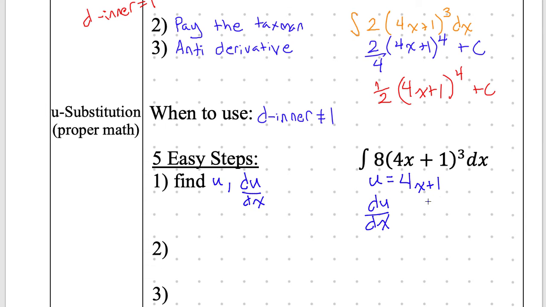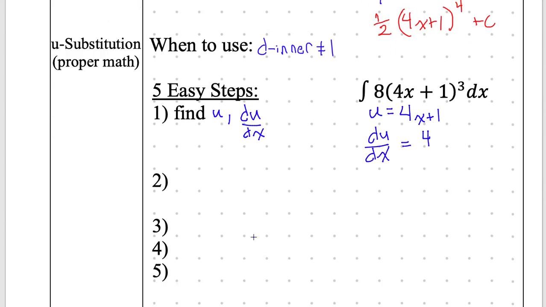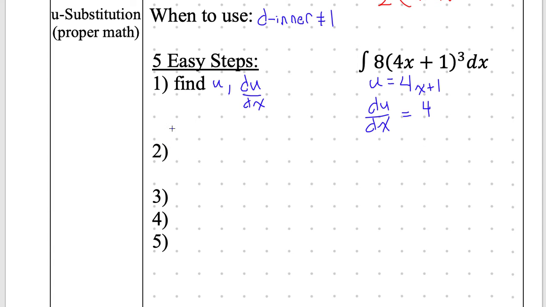4, right? It is indeed 4. All right. We have a lot of steps to go. Notice the difference between Taxman and U substitution. Taxman was 3 steps. This is 5 steps. And these 5 steps are tricky.